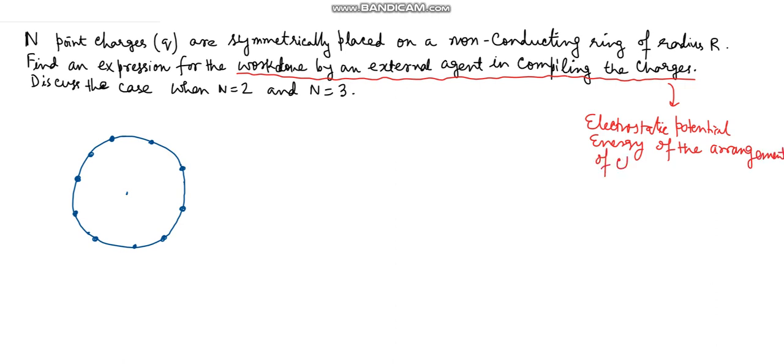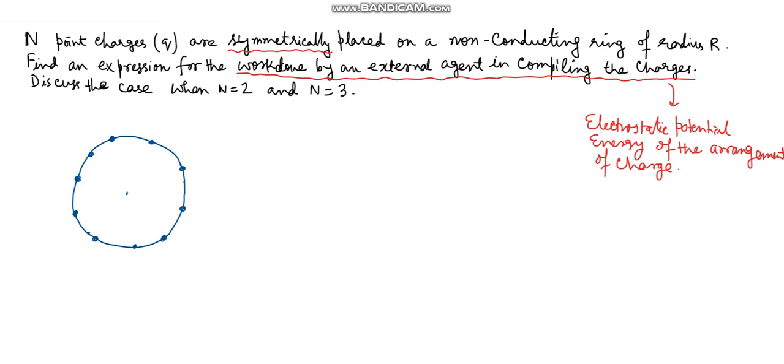Now here they are placed symmetrically. Just again look at this language. Symmetrically means if we place two charges, then they will be across the diametrically opposite points. If we place three charges, then they will form an equilateral triangle. If we place four charges, then there will be a square. If we place five charges, then it will be forming a regular pentagon. Like that we are going to place symmetrically, equidistant. That means they will be subtending equal angle. Any two charges if you take, they will be subtending equal angle at the respective center.